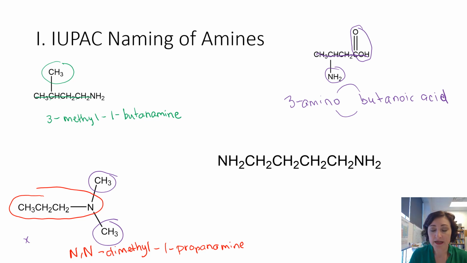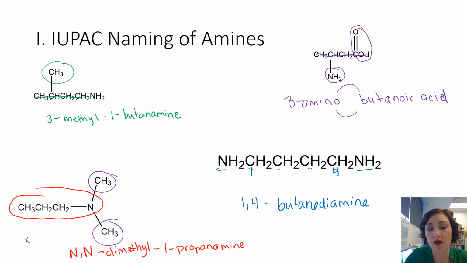All right. In our last example, we have two nitrogen groups. So this is definitely going to be a diamine. We're going to start with the longest chain first. 1, 2, 3, 4. So we have butane. We don't drop the E on these. Diamine. And we're going to have to label the positions of those amino groups. So we have one on position 1 and coming off of carbon 4. So this would be 1,4-butanediamine.